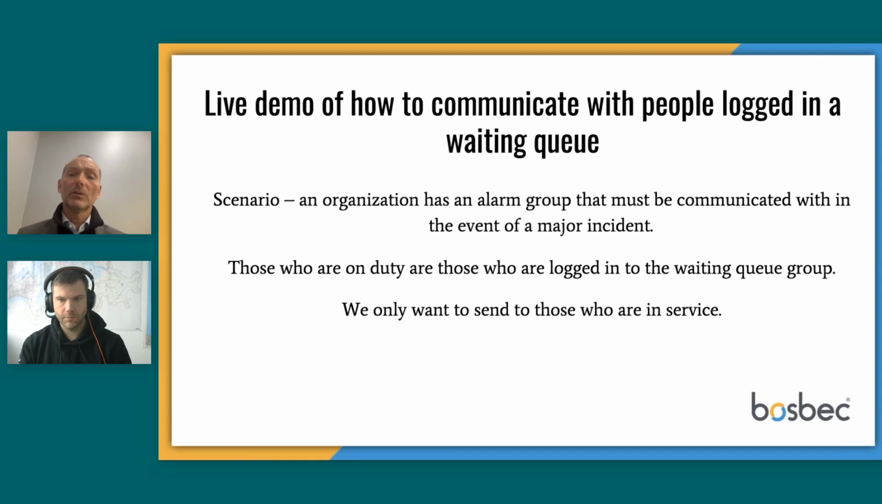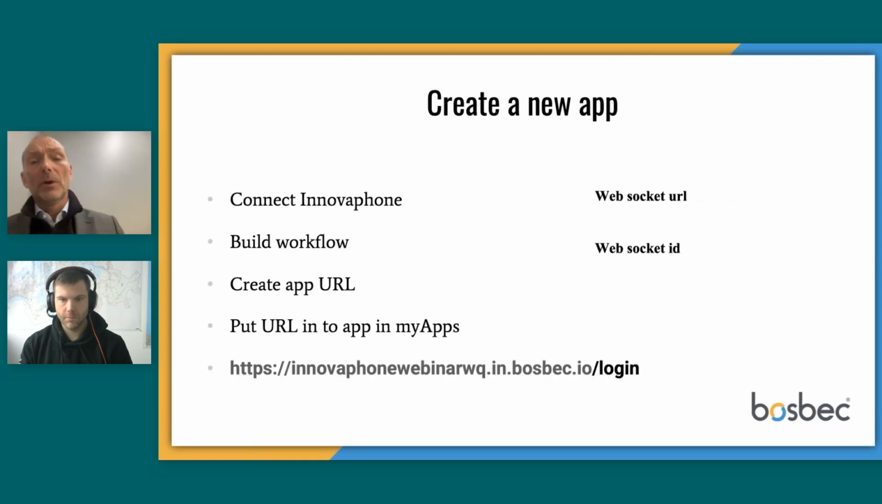And I just would like to communicate to the persons in this group that are on duty right now. So I'm using the innovaphone waiting queue group. I've connected that with a WebSocket solution, so I can see directly who is logged in and logged out. And it's only those who are logged in that will receive these messages. And the same process here, I'm connecting the innovaphone platform. I'm doing this now, not with HTTP, but with a WebSocket URL and a WebSocket ID instead.